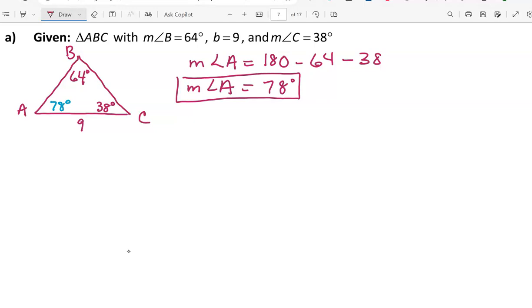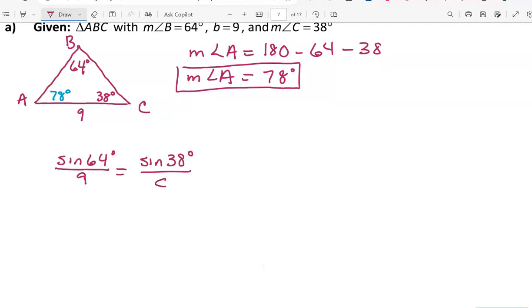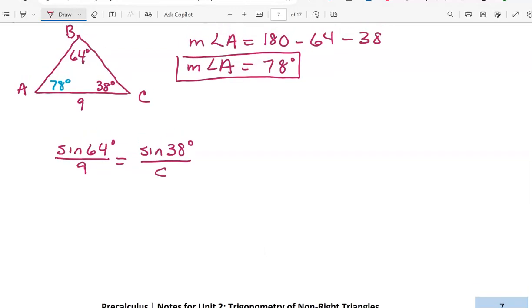So I'm going to start with sine of 64 degrees over the opposite side, 9, is equal to sine of 38 degrees over the opposite side, which we should call C since it's opposite vertex C. By the way, you don't have to start with that one. In this case, you can find either side easily first.